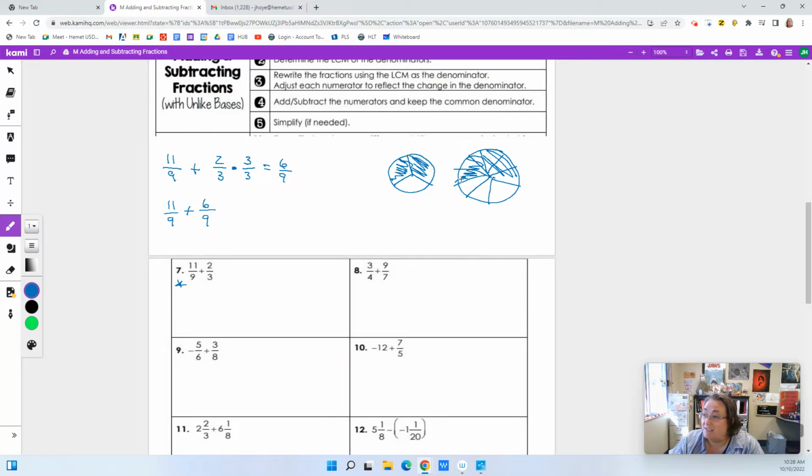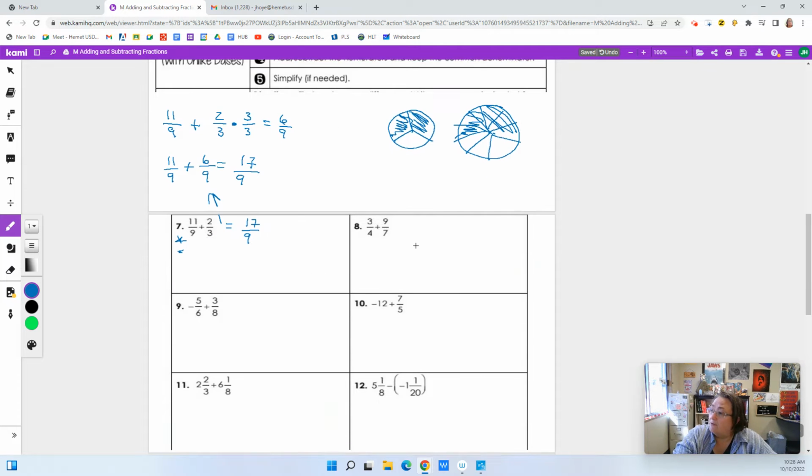So 6/9 is the same as 2/3, but now we have common denominators. And when we have common denominators, now we can just add or subtract. So now I have 11 plus 6. Well, that's 17, and our denominator stays the same. And so here I would have 17/9. Now I did the work for that one up here, but you could have done it down here, on your notes, which is fine.